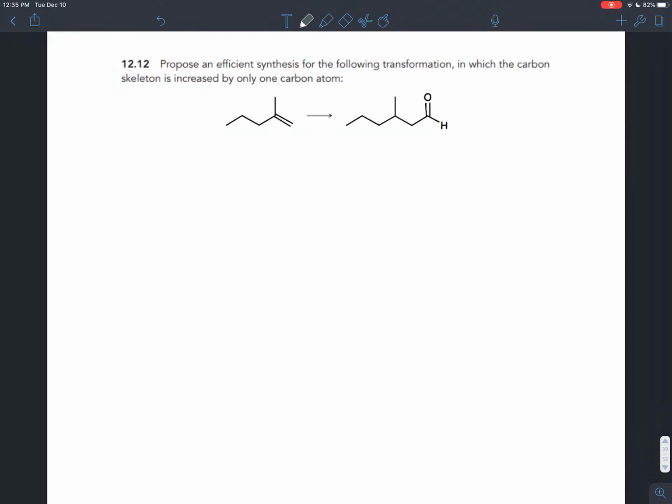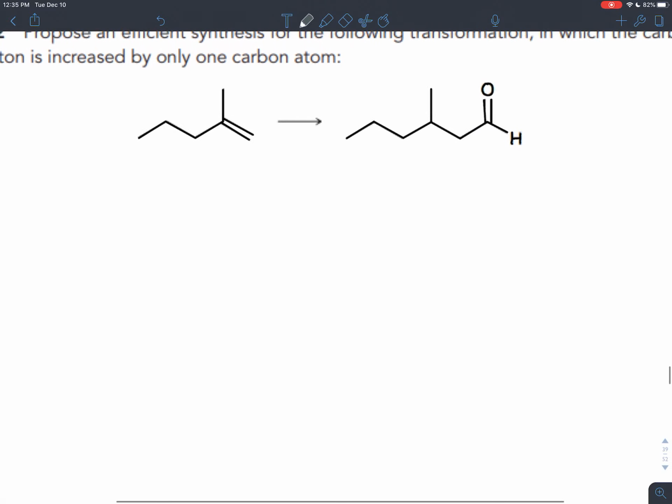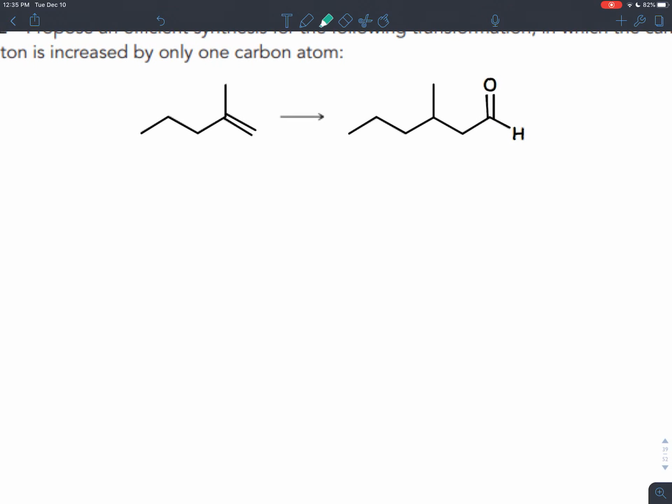In exercise 12.12, we're trying to do another multi-step synthesis. And so the first step would be to see what these two molecules that we start with and that we end up with have in common. So if you look at the structure on the left, you'll see that there is a similar structure on the right, although it changes a little bit.